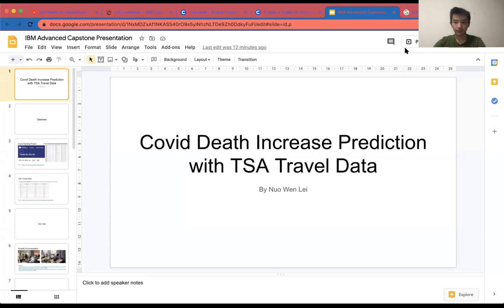The topic I chose is to track COVID death increases using not only COVID numbers, but also TSA travel data. So let's get right into it.